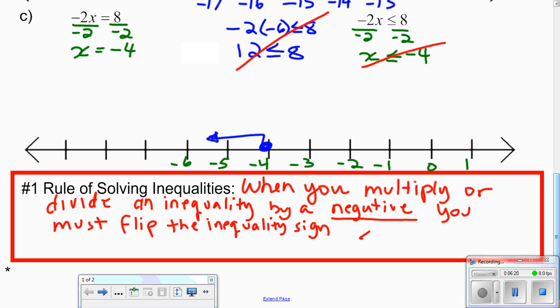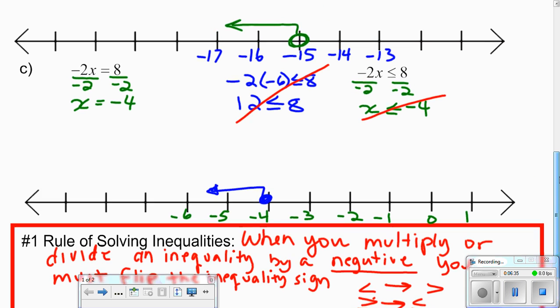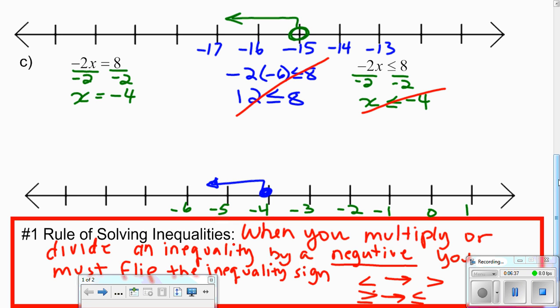So a less than would become a greater than, and a less than or equal to would become a greater than or equal to, and a greater than or equal to would become a less than or equal to. So the inequality sign is the direction it flips. And I'm going to show you a little bit why. If it still doesn't make sense to you, we can talk about it tomorrow.